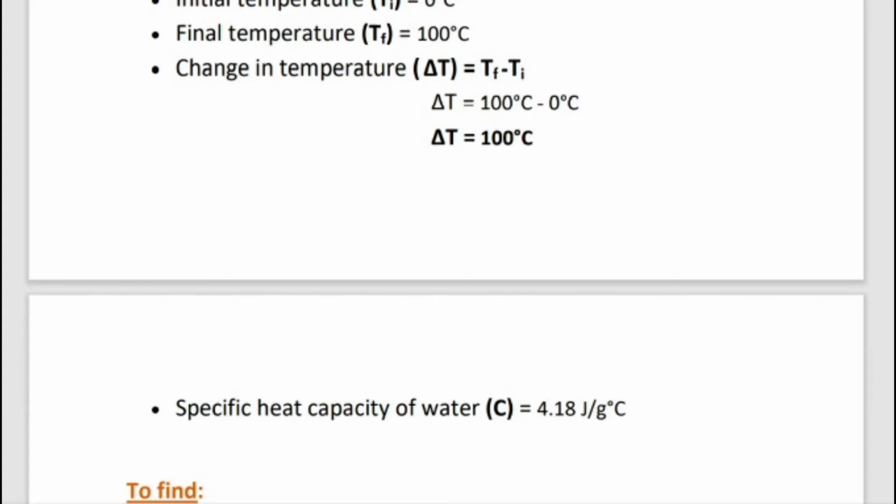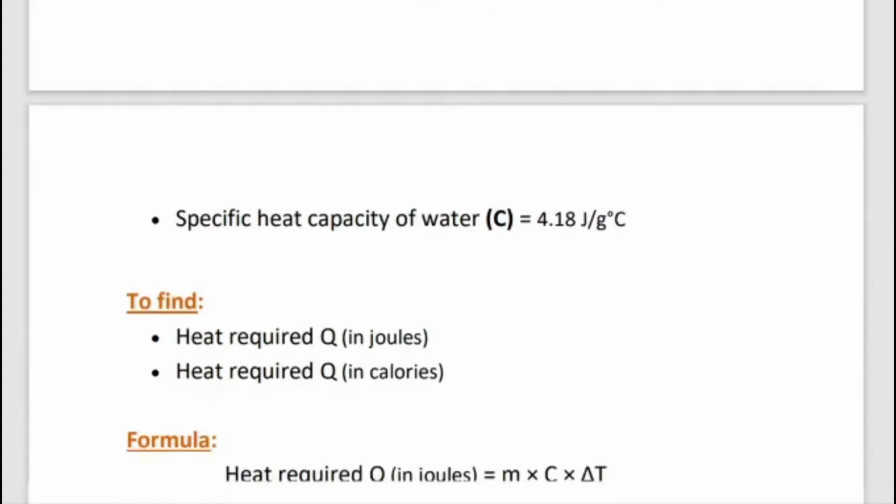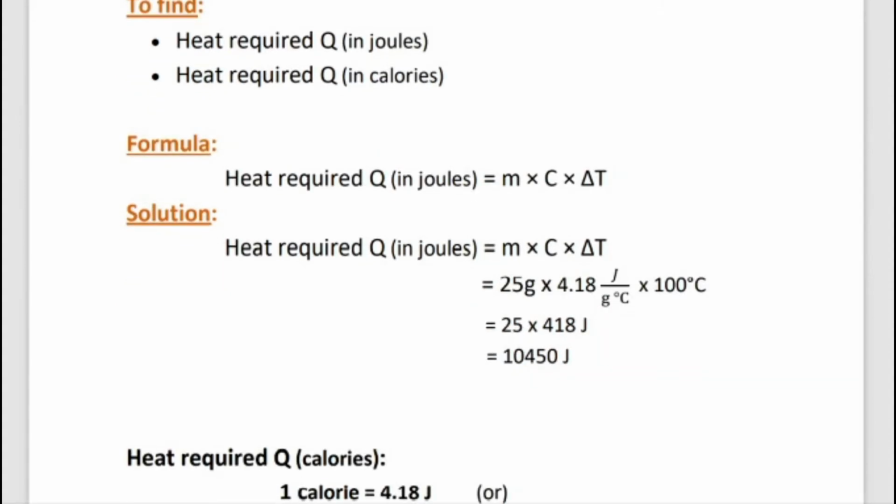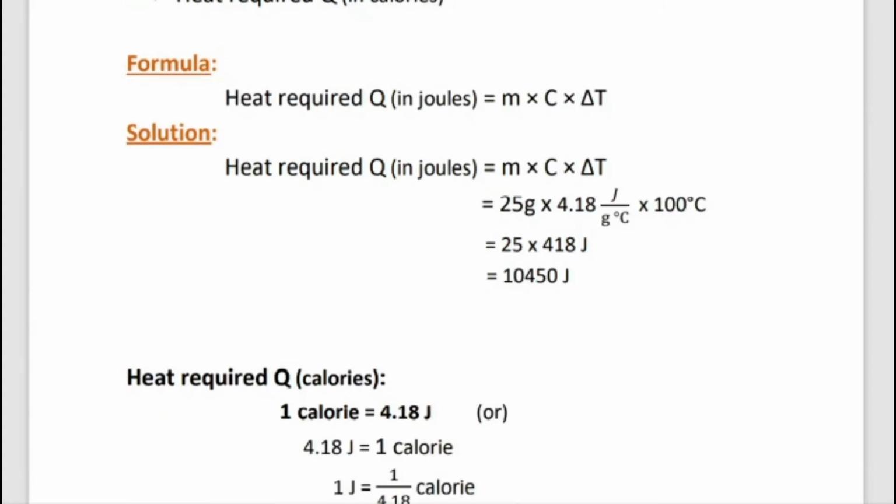Here M is the mass of the body, C is the specific heat capacity, and del T is the change in temperature of the body. So next, we find the heat required Q in joules and also in calories. What is the formula? Heat required Q is equal to M into C into delta T. M is the mass of the body, C the specific heat capacity, del T the change in temperature. Solution: heat required Q is equal to M into C into delta T.